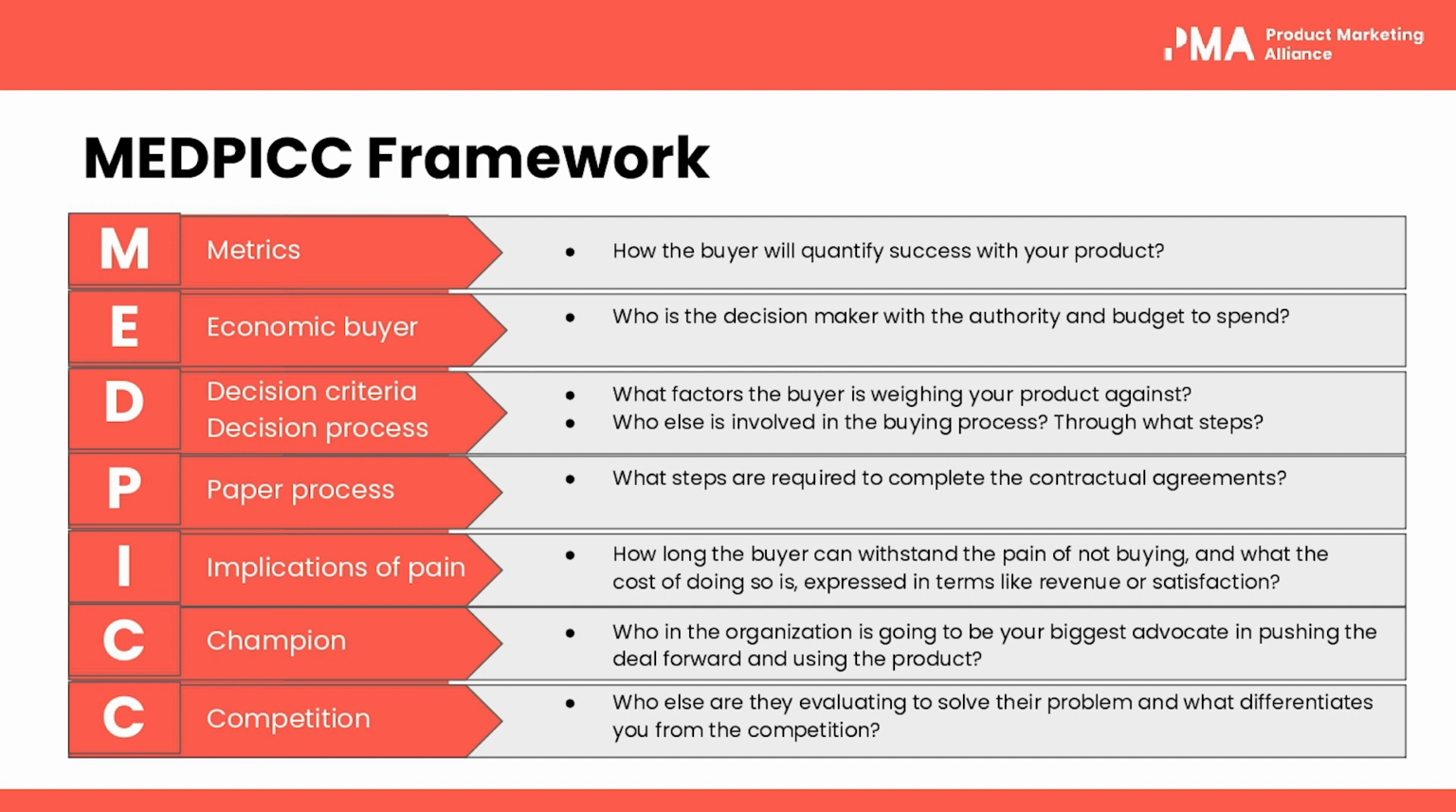The second D is for decision process, or asking who else is involved in the buying process and what steps lead to a final decision. P for paper process, or asking what steps are required to complete the contractual agreements. I, for implications of pain, asking how long the buyer can withstand the pain of not buying and what the cost is of doing so, expressed in something like revenue or satisfaction.